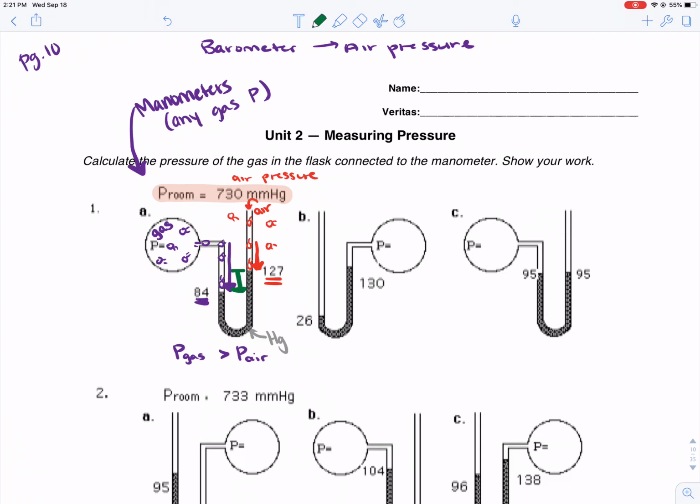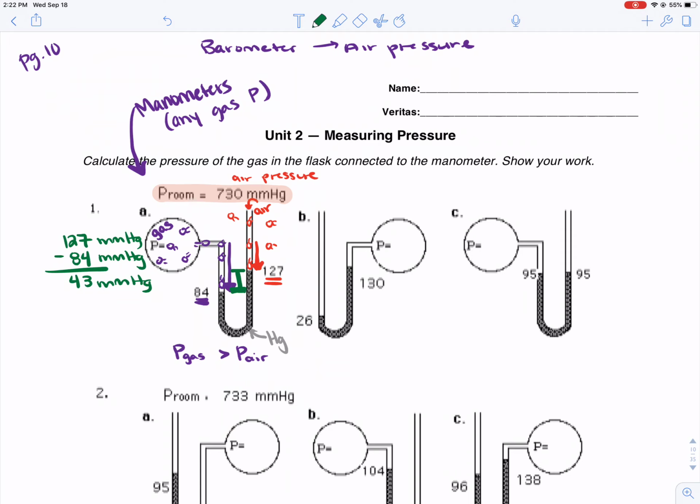So anytime we want to find a difference, that is subtraction. So we're going to take 127 minus 84. We always want to subtract the smaller number from the bigger number. We're just trying to figure out how different they are, so we don't really want to mess with negative numbers. So 127 minus 84 is 43, and our units here are millimeters of mercury. So 43 millimeters of mercury, that is the difference between the pressure of my gas in purple and the pressure of the air in red.